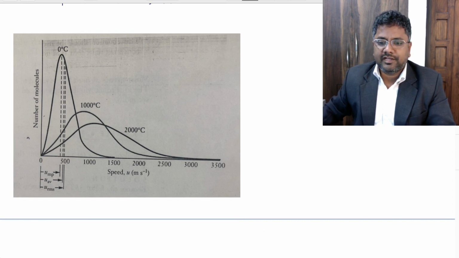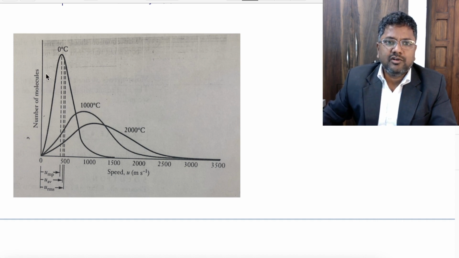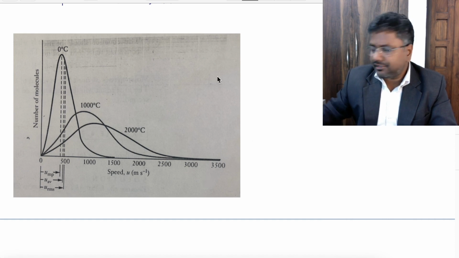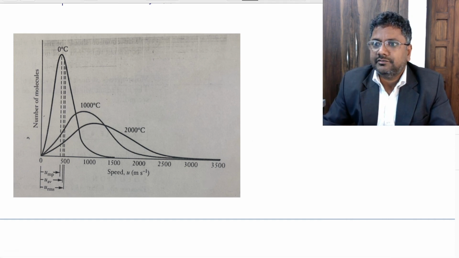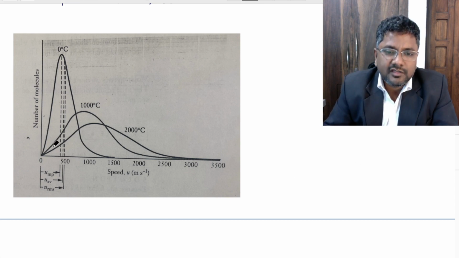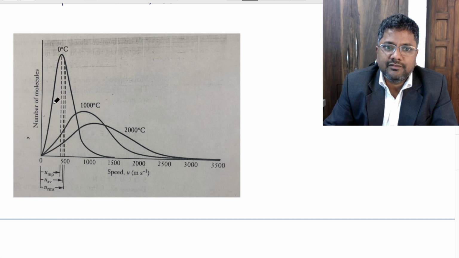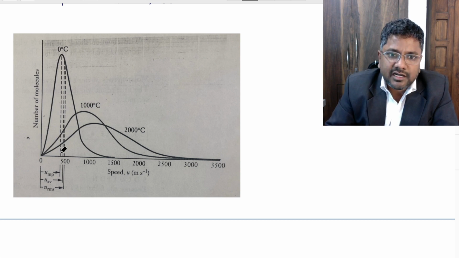This is the fraction of molecules, number of molecules, and here speed. If you see here, you will find that some molecules have very low speed, some molecules have very high speed, and the maximum number of molecules have the average speed. So these three are shown here: most probable speed is this, after that average speed, and after that RMS.